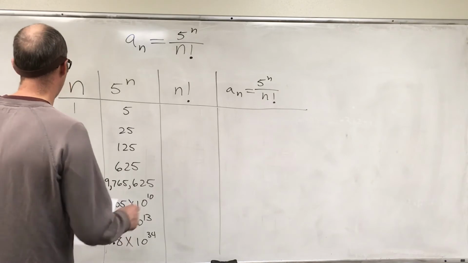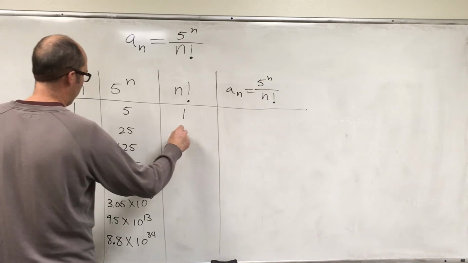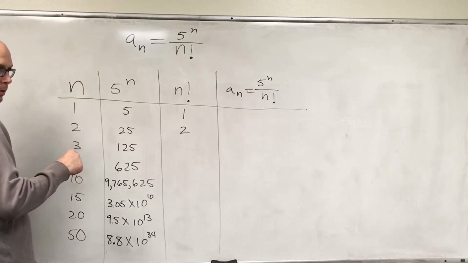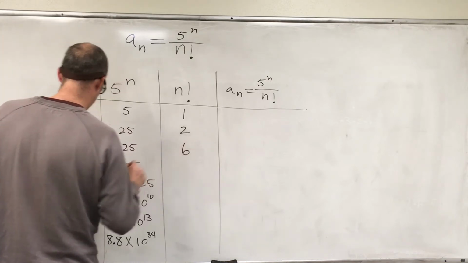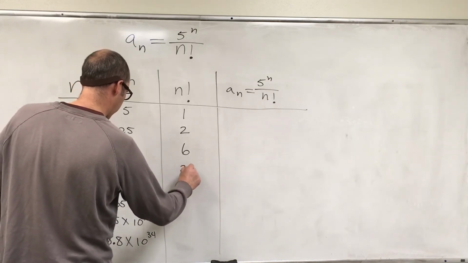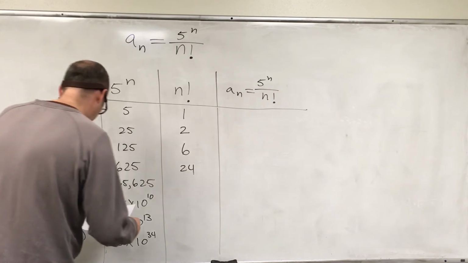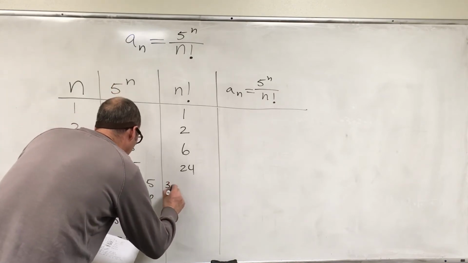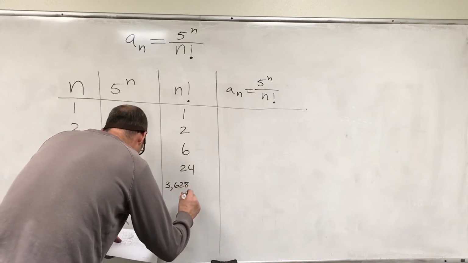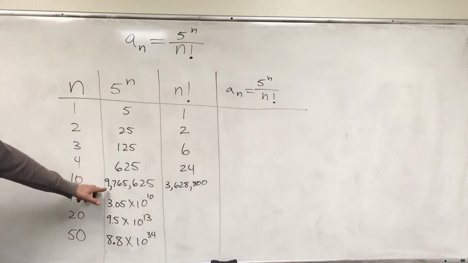Okay, so n factorial: this is 1. So this is 2 times 1, or 2. 3, let's see, that's 3 times 2 times 1, that's 6. 4, we found that to be 24. Okay, now at 10, what do we got at 10? We got 3,628,800. You can see that 5 to the n is still bigger at 10.